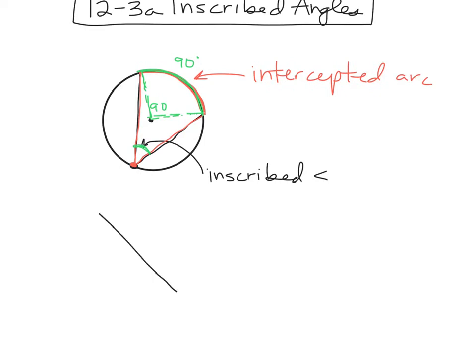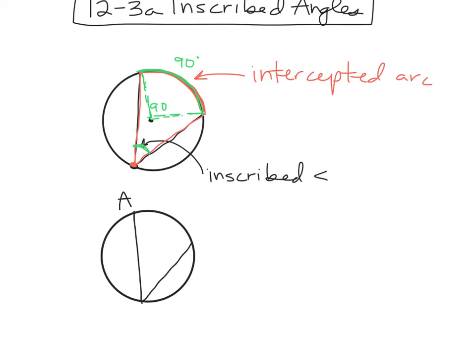Oh, that's not a circle. Sorry. Try it again. So the idea is this. If this is A, B, and C, we would say the measure of angle ABC is equal to half the measure of arc AC. Okay, so you take this arc here and you cut it in half. So if this is X, then this would be 1/2 X for that angle.